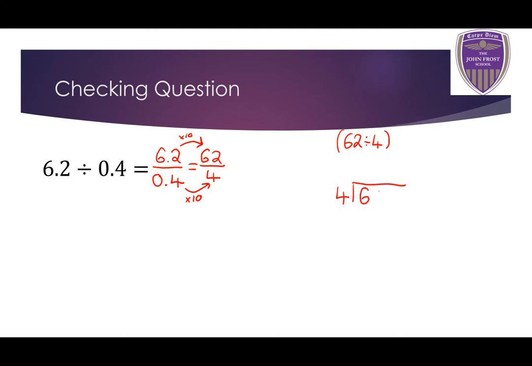I've got my 4, I've got my 62. How many 4s are in 6? Well, there is 1, remainder 2. How many 4s are in 22? There is 5 4s in 22, but there's going to be a remainder 2, okay? Remember, after the decimal point, we use zeros. Make sure you've got a decimal point on top and bottom here for this bus stop. And then finally, how many 4s are in 20? There are 5 4s in 20.